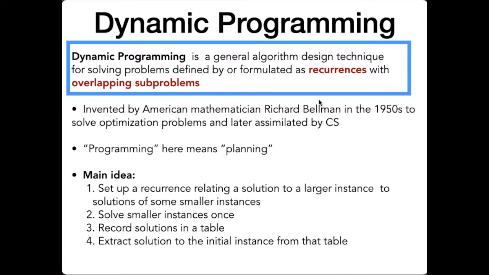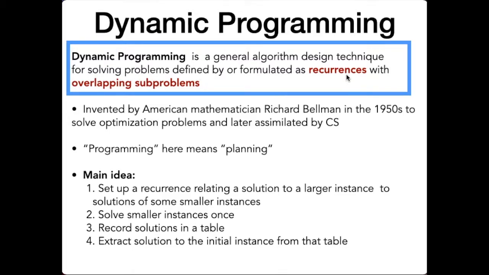Okay, so this is a slide that explains the concept of dynamic programming. Dynamic programming is a general algorithm design strategy for solving problems defined by or formulated as recurrences with overlapping subproblems. So we have 2 important concepts in this definition. The first one is problems defined by or formulated as recurrences. So these are just a recursive definition of the problem, but the recursive definition relates the general problem to sub-problems, okay? And the sub-problems have overlaps. So that is the definition of dynamic programming.